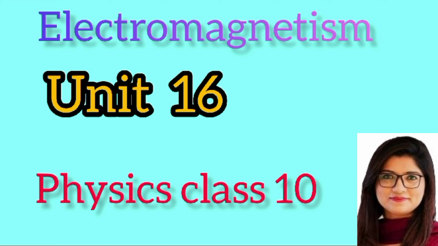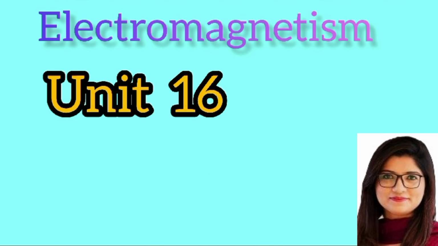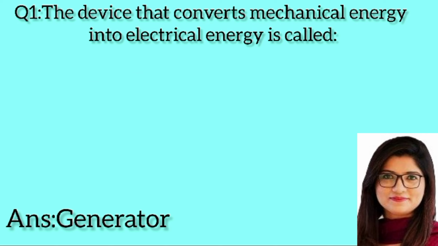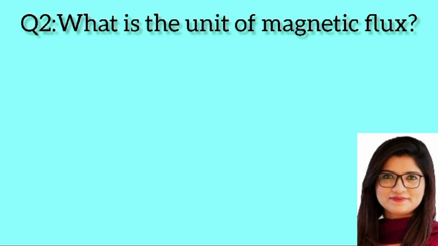Electromagnetism, Unit 16, Physics Class 10th. Question 1. The device that converts mechanical energy into electrical energy is called? Answer: generator. Question 2. What is the unit of magnetic flux? Answer: Weber.